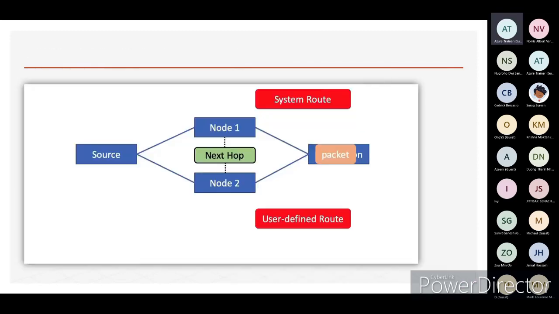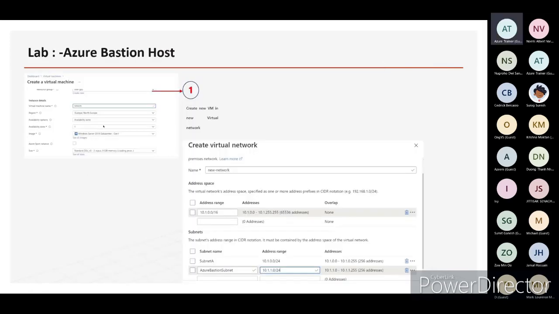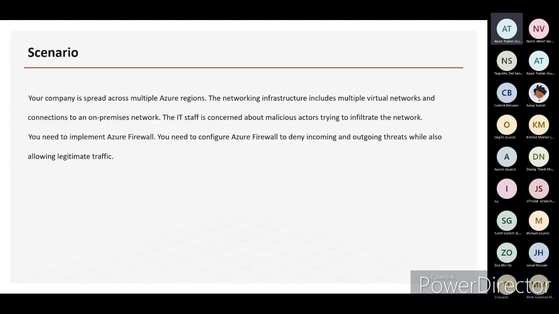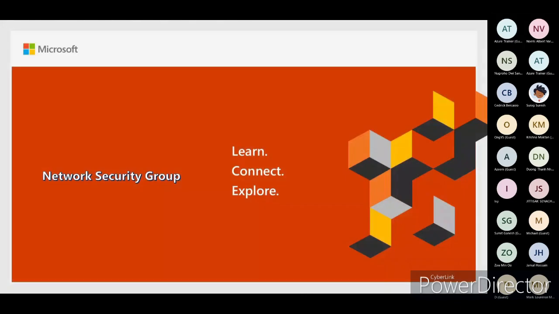Now before moving to this routing concept, let me take you into another concept, VNet and network security group. These are two topics I will cover first, then I'll move on to the other options. So the first topic we are considering for today is called network security group. It's called NSG. Right now we are discussing the topic called NSG.